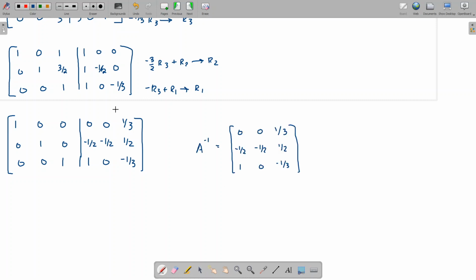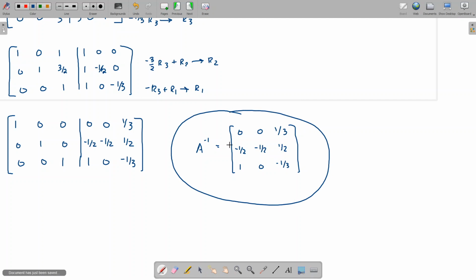Okay, so this matrix that you see here at the end of this is our inverse matrix. So we can just rewrite it over here. And you can go back and double check. You can take this multiplied by the original matrix if you want to verify, but this is the correct inverse matrix.